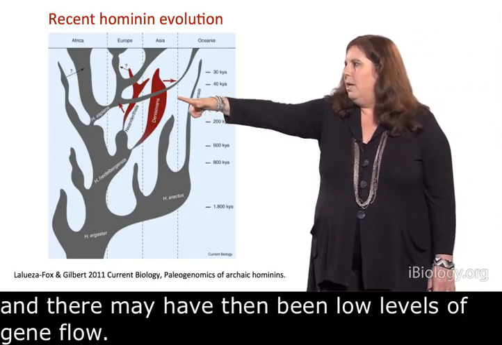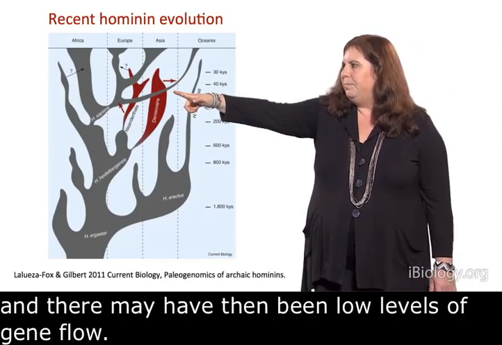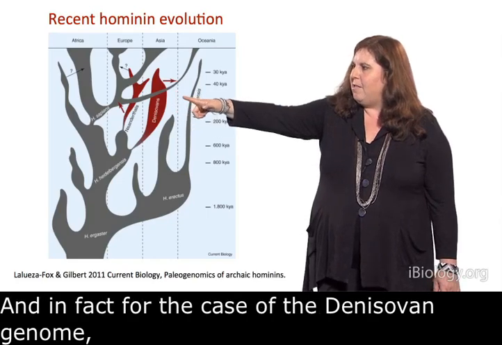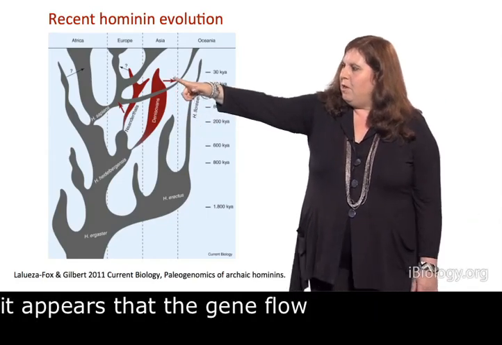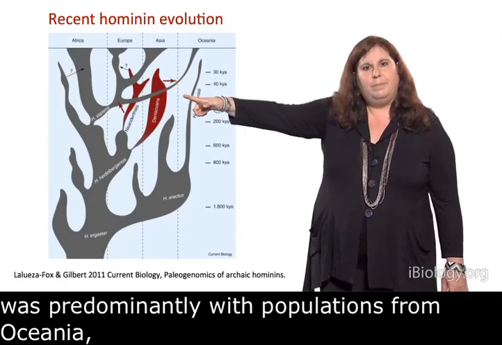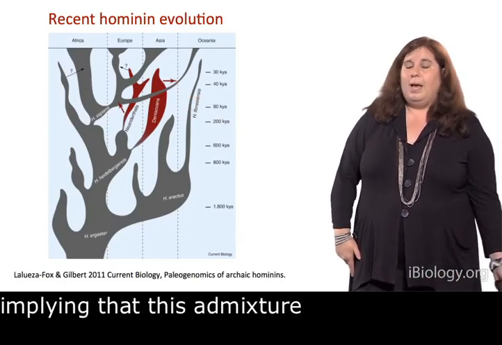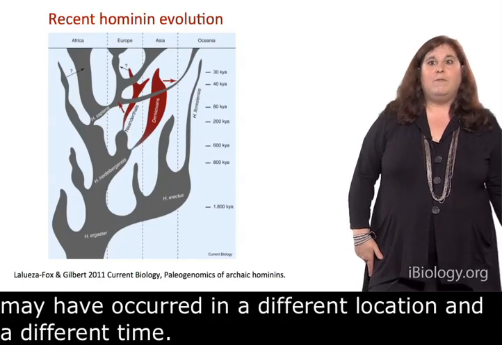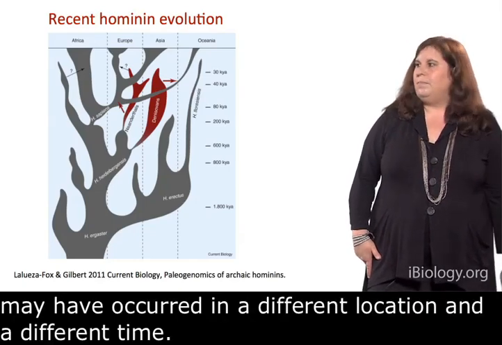And there may have then been low levels of gene flow. In fact, for the case of the Denisovan genome, it appears that the gene flow was predominantly with populations from Oceania, implying that this admixture may have occurred in a different location and a different time.